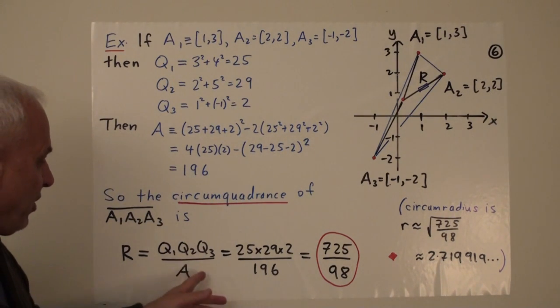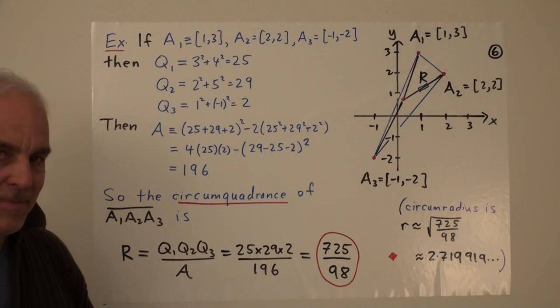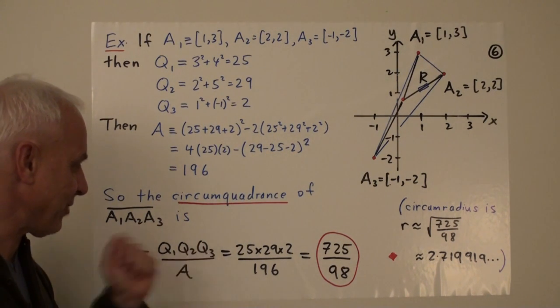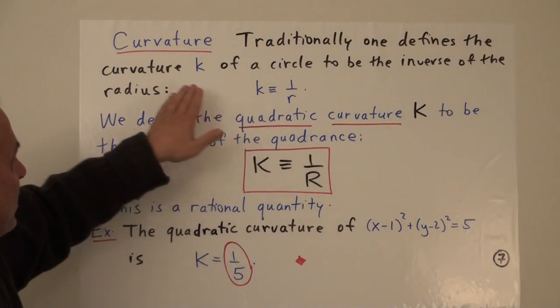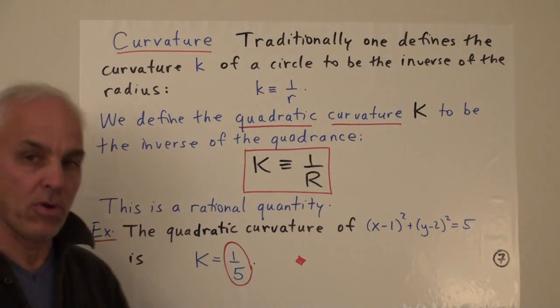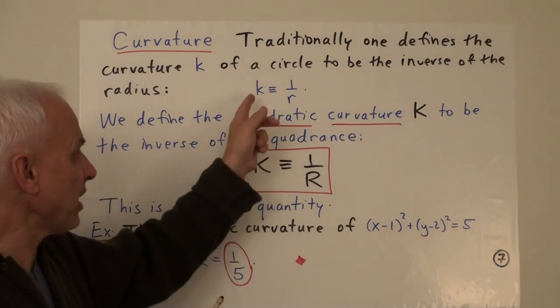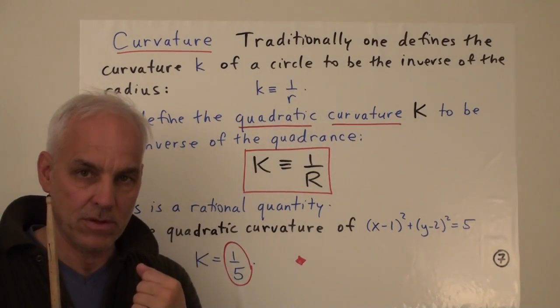All right, so very simple and elegant formula, well worth remembering. Now we're going to use that in a slightly reciprocal way. So in classical differential geometry, one defines the curvature, little k, of a circle to be the inverse or the reciprocal of the radius. So little k is 1 over r, where r is the radius of the circle.